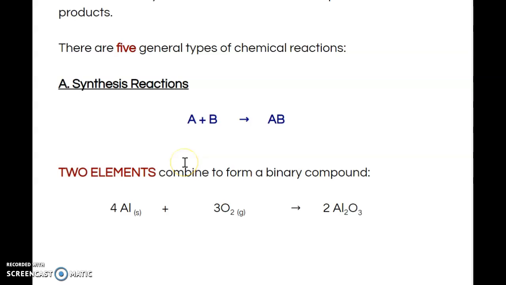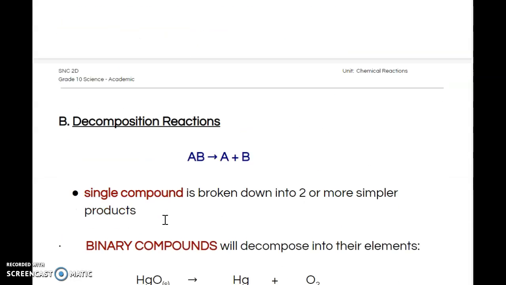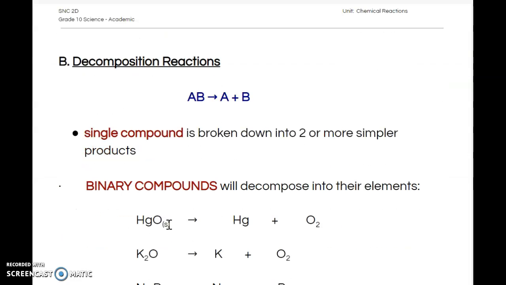Okay, so a synthesis reaction is again A plus B equals AB. Okay, it's when two elements or two single atoms combine to form a binary compound. Okay, we also have something called a decomposition reaction. Okay, so a decomposition reaction is when you go the opposite way from a synthesis reaction.